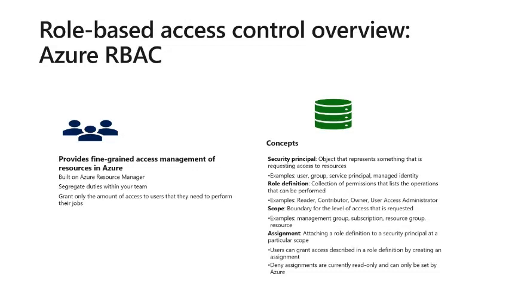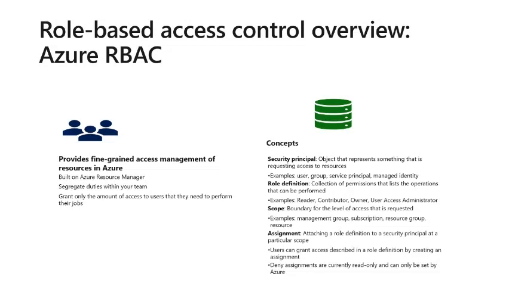Role definition, a collection of permissions. So simple. A role is a collection of permissions that lists the operations that can be performed with that role. As I said already, examples are reader, contributor, owner, admin, user access administrator. You have many roles, and those roles contain certain permissions.